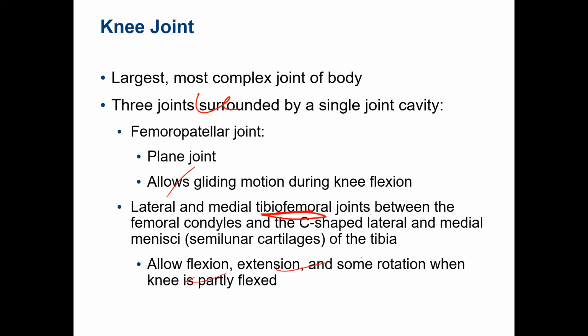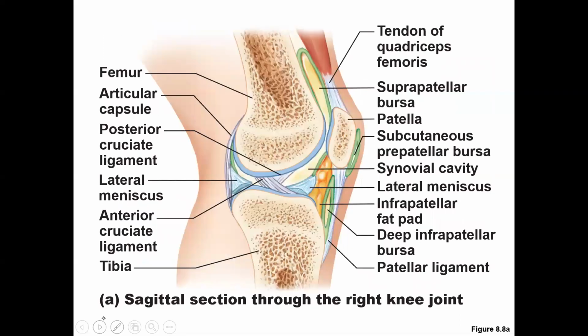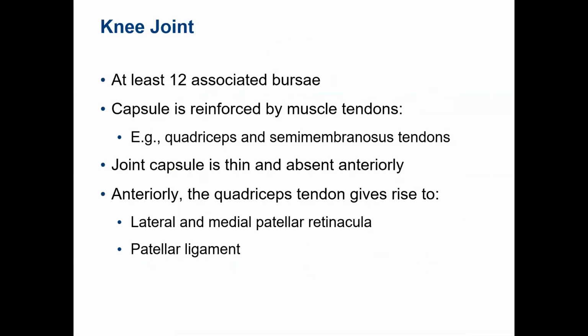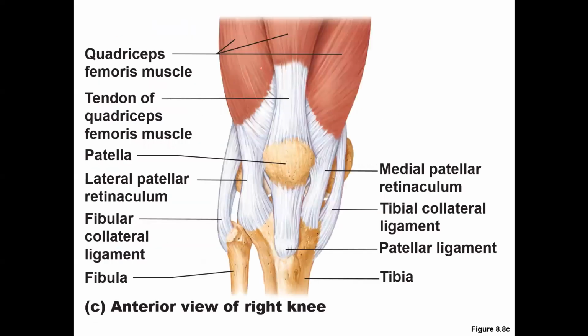Big joint, flexion, extension, some rotation. There's the femur, there's the tibia, here's the kneecap. There's a lot of structure here. Here's looking down at the tibia. You've got your cartilage here, these menisci. Here's your cruciate ligaments. There are at least 12 bursa here. And most of the stability is from that patellar ligament or the reinforcing ligaments. And you see this flattened tendon bed that's called a retinaculum.